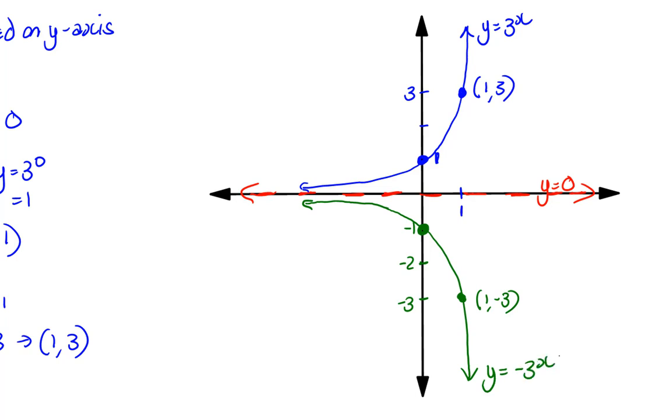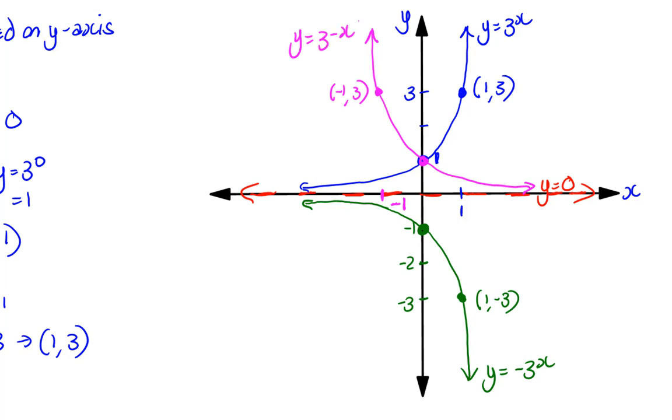So now let's go to y equals 3 to the negative x, which is the reflection on our y-axis. And I just realized I haven't labeled my axes. So now my y-axis becomes the mirror. So that 1, 3 point comes over to negative 1, 3. And we still go through that 0, 1 point. So y equals 3 to the negative x.